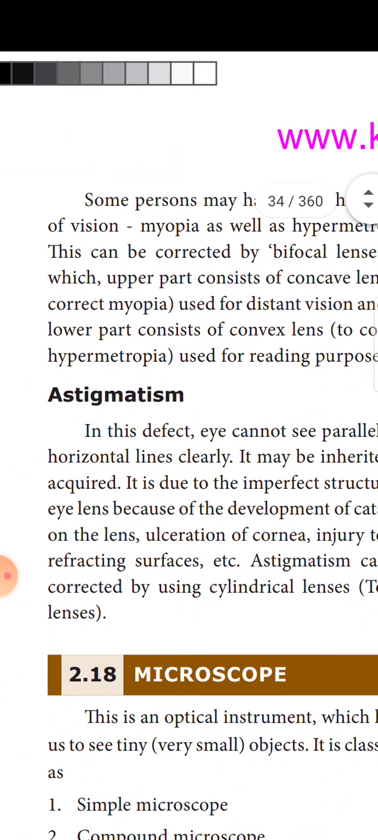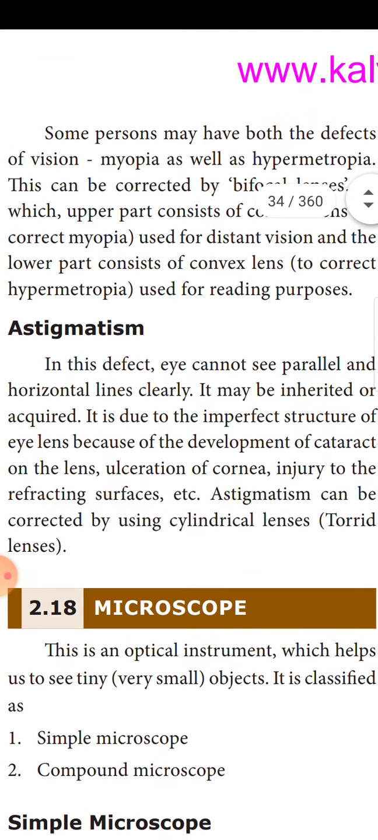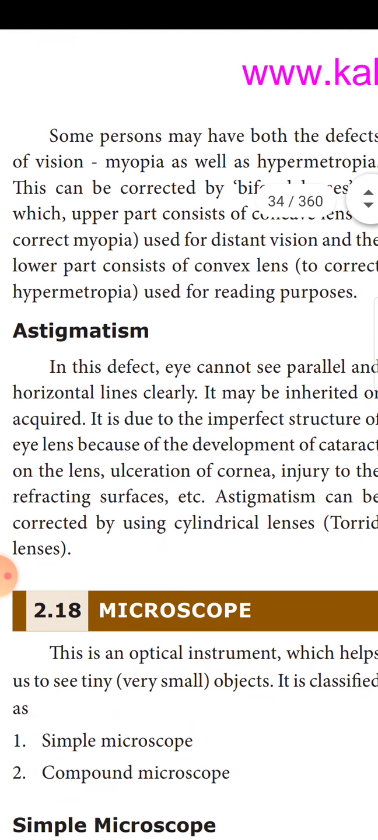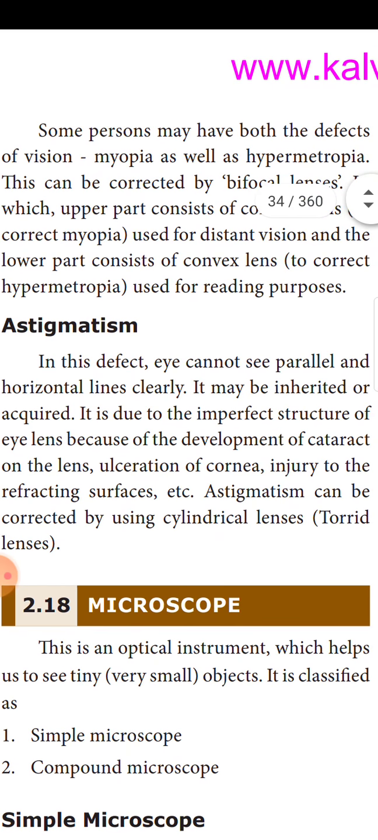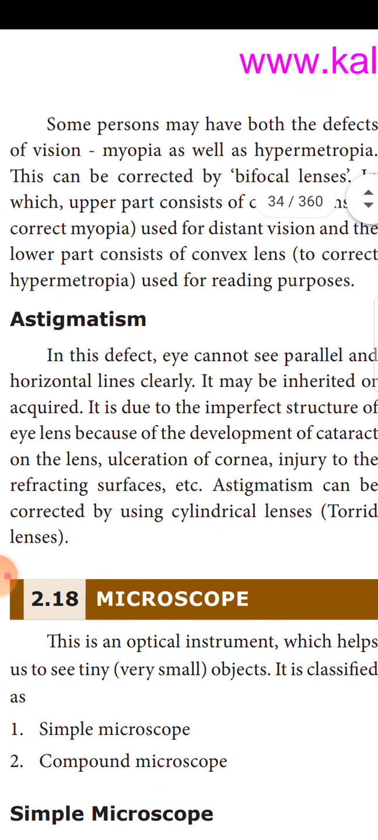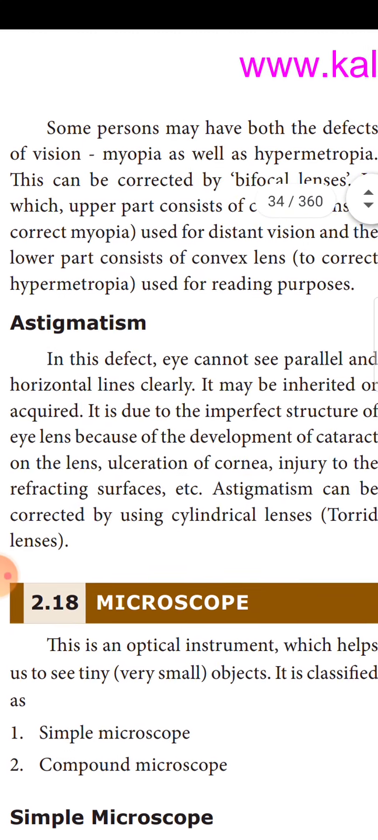Astigmatism. In this defect, the eye cannot see parallel and horizontal lines clearly. That is called astigmatism. It may be inherited or acquired.